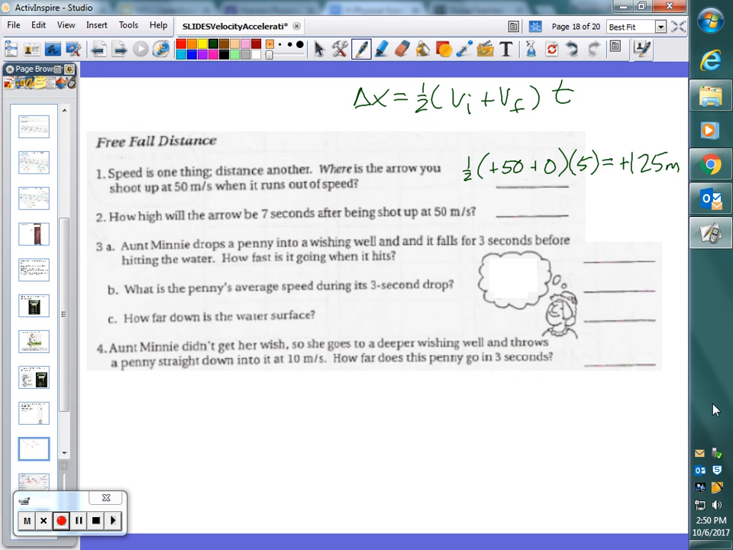Number 2. How high will the arrow be 7 seconds after it was shot up? Use this equation again. The initial velocity of this trip was what? Positive 50. It's important now. What is the velocity 7 seconds after we shot it? Negative 20. Oh, do you mean the final answer? Is that what you're talking about? How much time are we talking about here? 7 seconds. 50 plus negative 20 is what? 30. Divided by 2, 15 times 7.